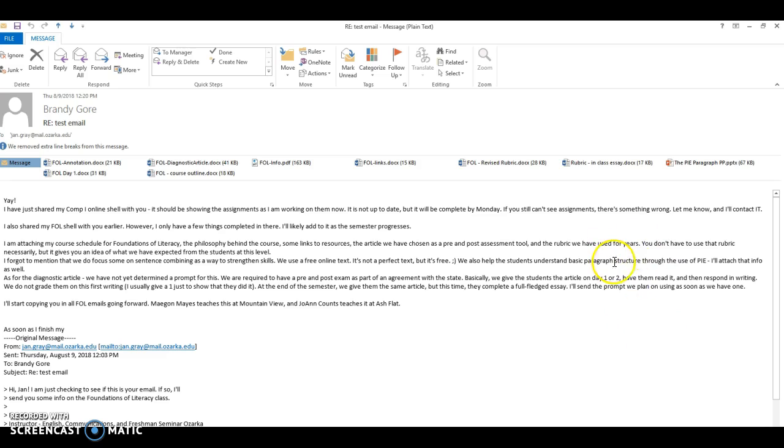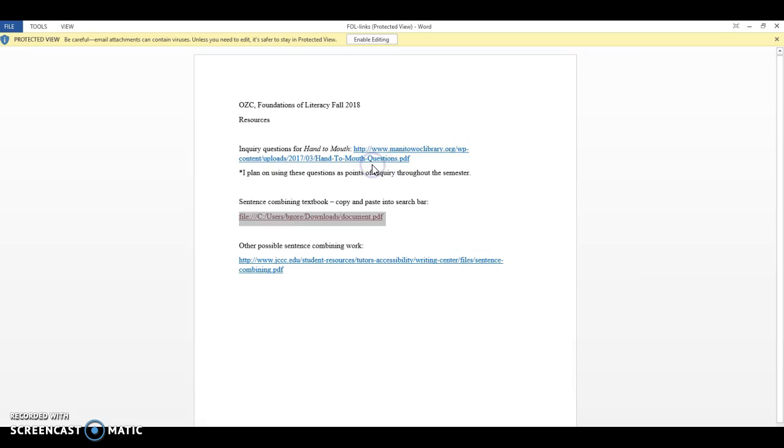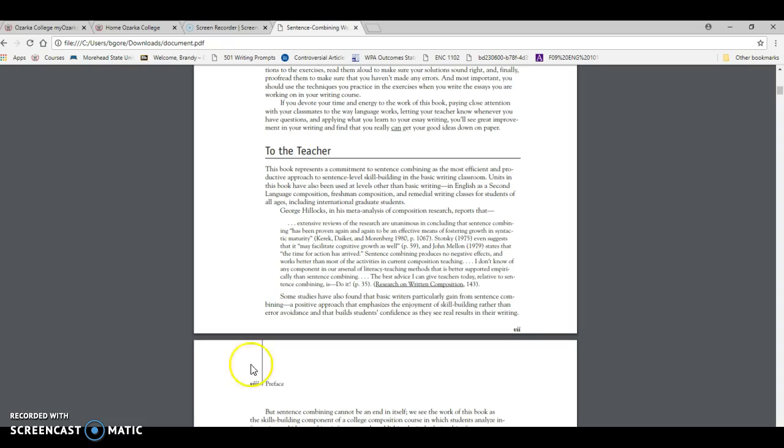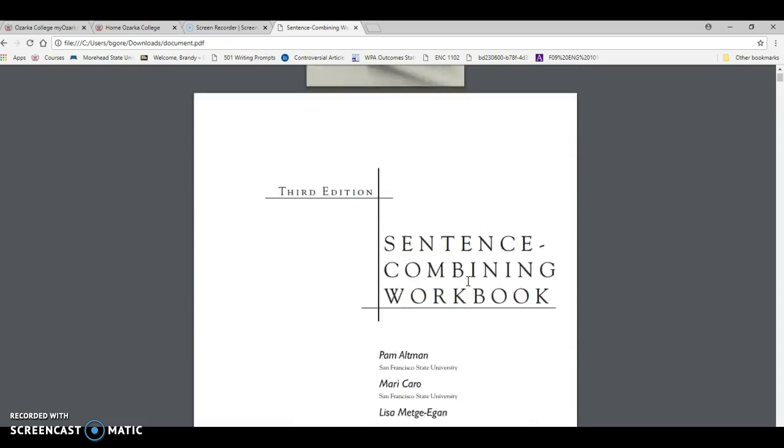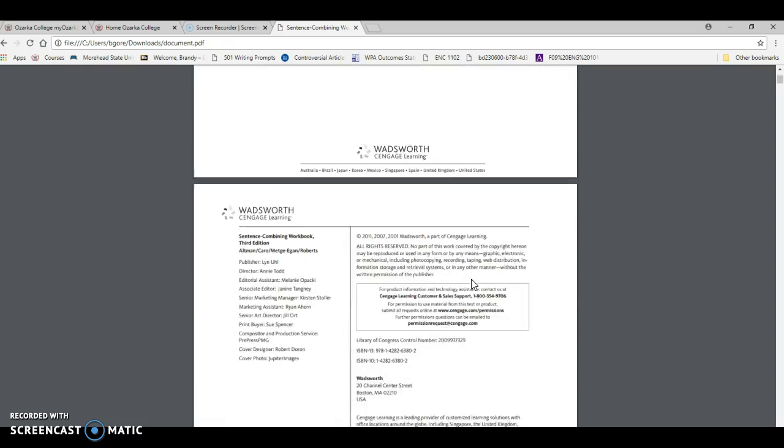You asked about the online text. The only online text that we have for FOL that is not required, by no means is it required, this is just something that we choose to do, is this sentence combining textbook here, and you'll have to just copy and paste this link because it won't go automatically. But it's this sentence combining textbook. You do not have to use this. You don't have to cover sentence combining like this at all.